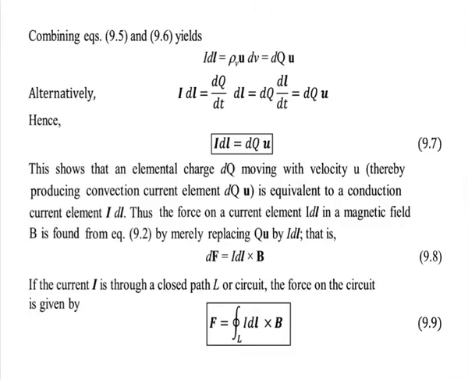Thus, the force on a current element IdL in a magnetic field B is found from equation 9.2, that is Fm = qu × B. By replacing qu by IdL, dF = IdL × B. If the current I is through the closed path L or the circuit, the force on the circuit is given by integrating F over the complete path to give equation 9.9.